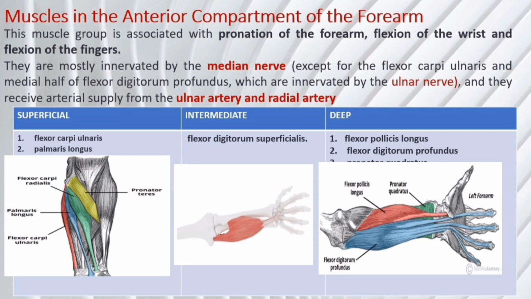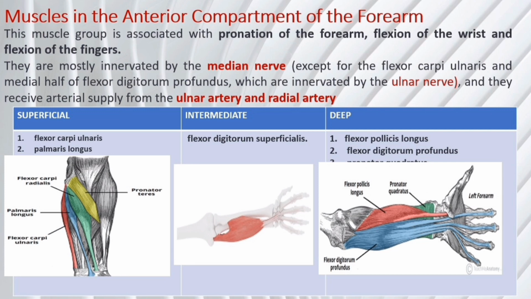Pronator teres. The lateral border of the pronator teres forms the medial border of the cubital fossa, an anatomical triangle located over the elbow. Attachments. It has two origins, one from the medial epicondyle, and the other from the coronoid process of the ulna. It attaches laterally to the mid-shaft of the radius. Actions. Pronation of the forearm. Innervation. Median nerve.